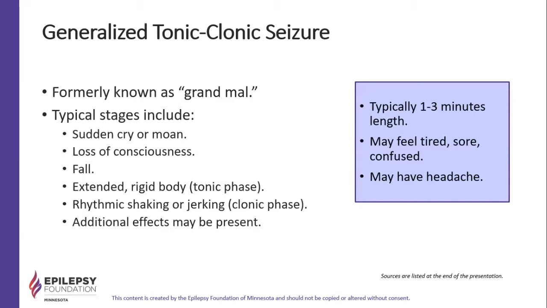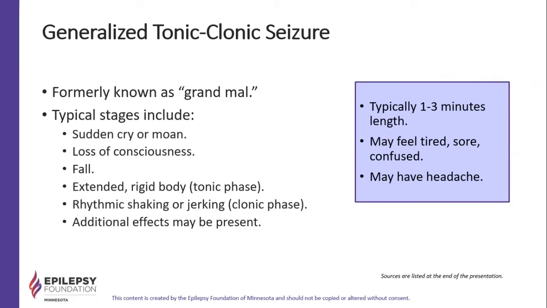So moving into the fourth type, which is a generalized type called generalized tonic-clonic, was known as a grand mal. Oftentimes we hear people say, "Oh, yep, I know what a seizure is. It's one of those grand mals where they get stiff and shake." And it is a seizure type, but it is not the most common type. But it is one of the most impactful if you are responding to it because of what it looks like and how it progresses.